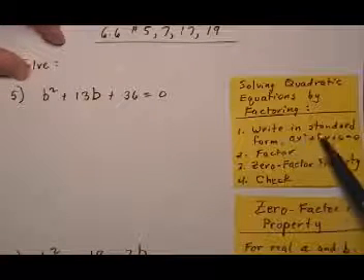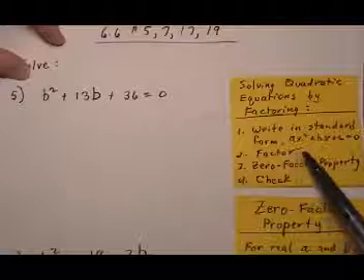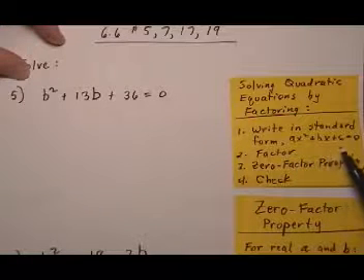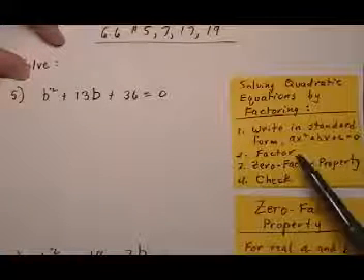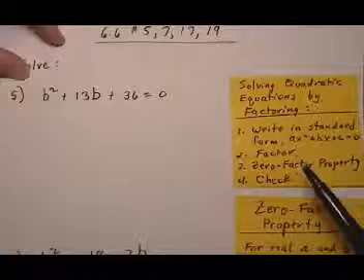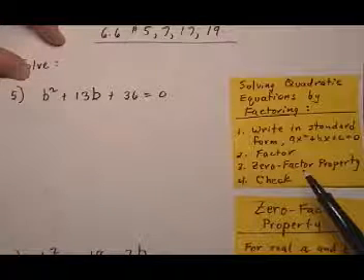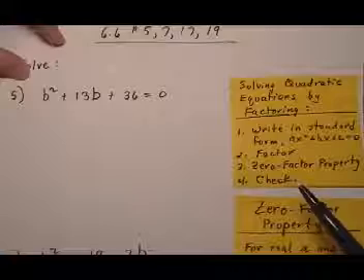First, we're going to write the equation in standard form, which means put it in ax squared plus bx plus c equals 0 form. And then we're going to factor it completely. Then we're going to apply the zero factor property, and then we'll check the answer.